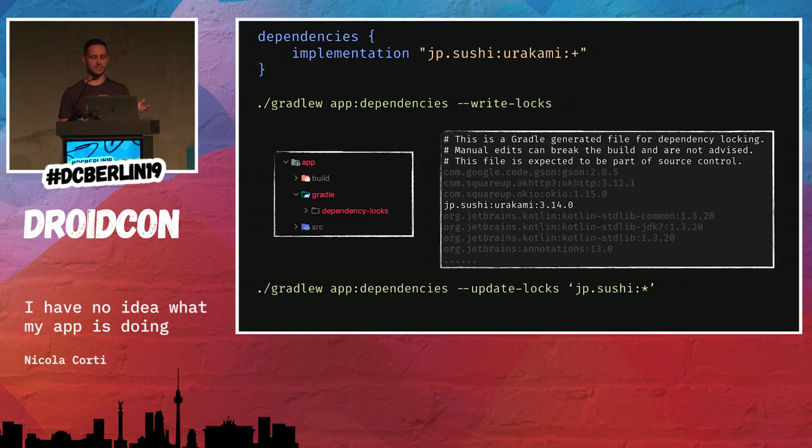If you run again with --update-locks and a pattern, those versions will be checked for new releases, and they will be updated. You can also use an asterisk and update everything. That's really useful, especially if you want to have a CI task that runs it every week. There is this file that you can commit and see what is actually going on, and before updating the locks, you can run your tests and make sure that your build is still working fine.